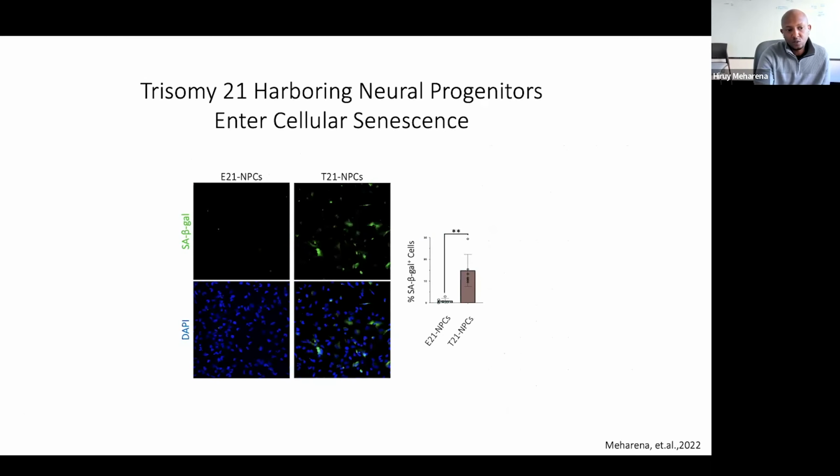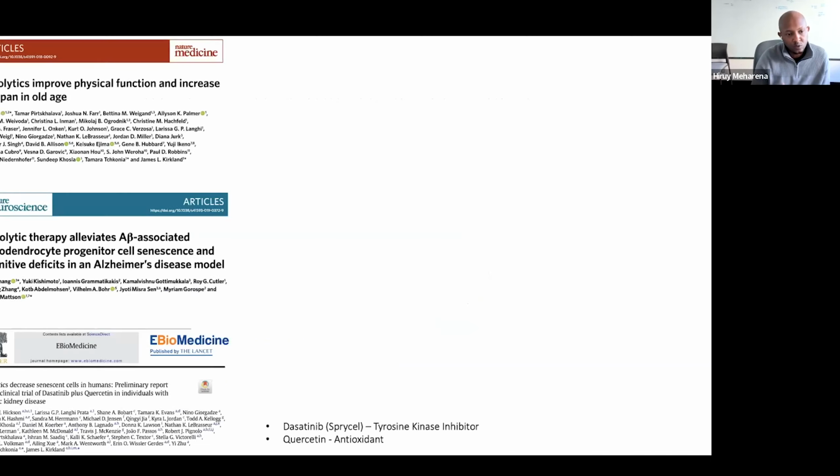So we performed senescence-associated beta-gal staining, and we observed that there's a significant increase in the number of neuroprogenitor cells that harbor trisomy 21 entering deep senescence, which is marked by severe upregulation of this senescence-associated beta-gal staining. And so we wanted to see if there are any therapeutic avenues that we can utilize to mitigate some of these features. One of the most interesting things is that in aging, senescence has been one of the driving features and a good target for therapeutic avenues.